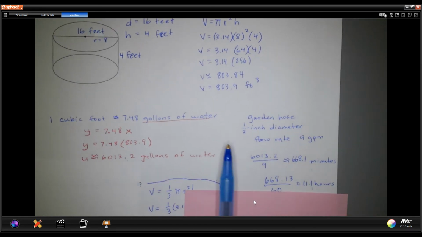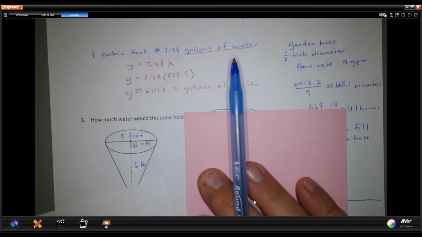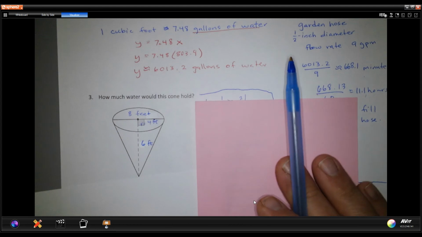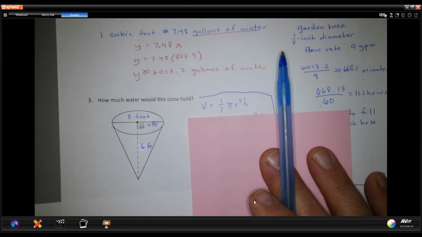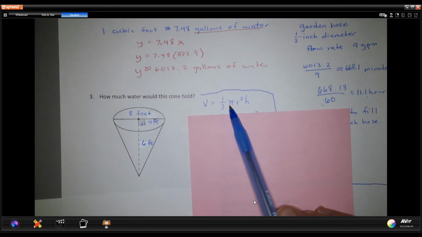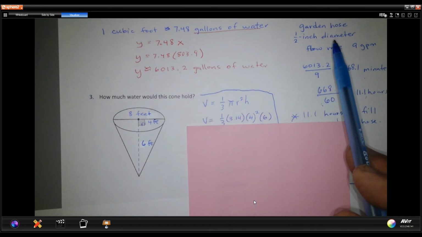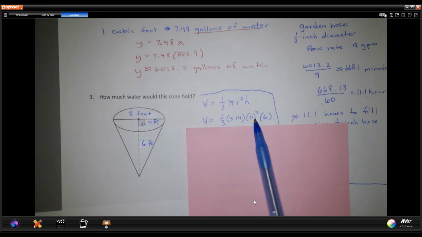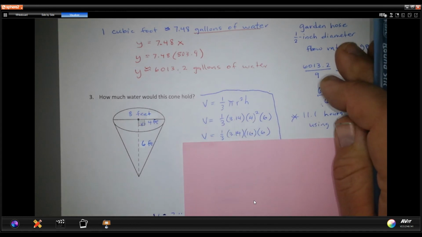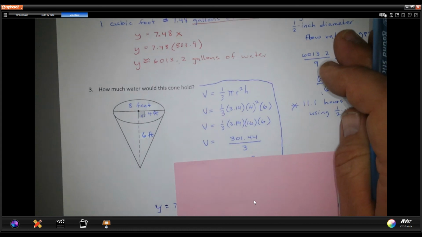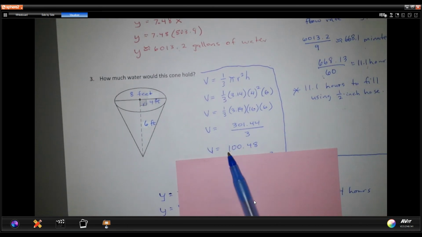Let's say we go ahead and look over here at a volume of a cone and go through the same process. How much water would this cone hold? Well, the first thing we need to do is find the dry volume. Again, our equation, 1/3 of pi times the radius squared times the height. We recognize that 8 feet is the diameter, not the radius, so make sure we simplify the right value for the radius. Plug it all in. We find out that our volume is just over 100 cubic feet.